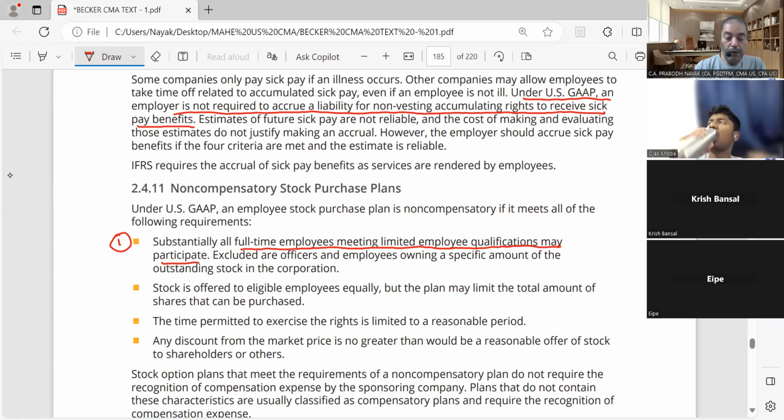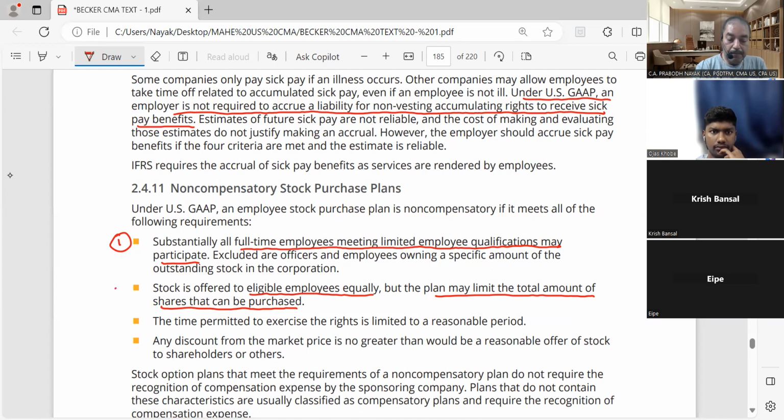Second, stock is offered to eligible employees equally, but the plan may limit the total amount of shares that can be purchased. So whatever shares are there, that will be spread equally amongst all the employees. But there may be a plan where there is a cap that has been put on the maximum number of shares that can be purchased.